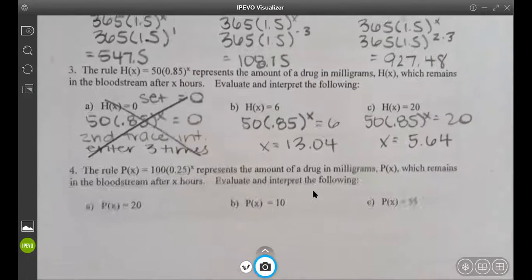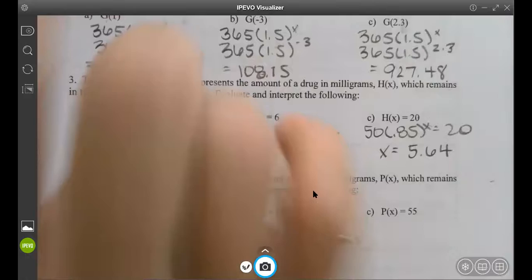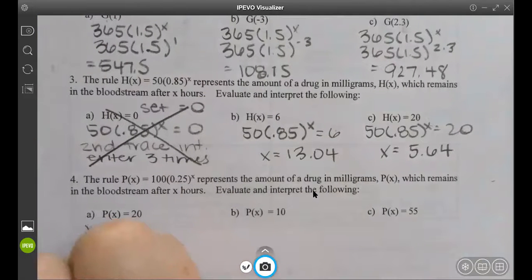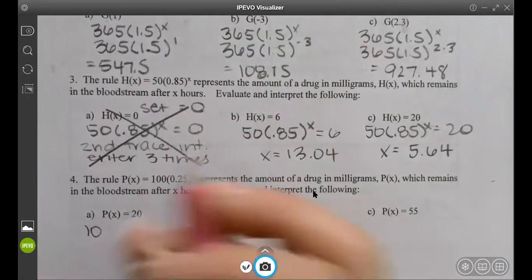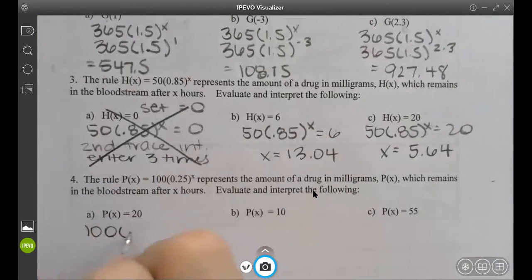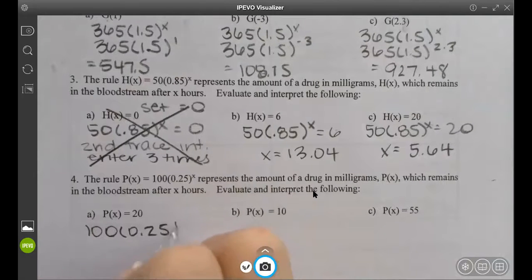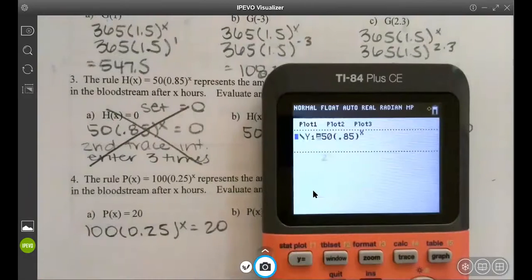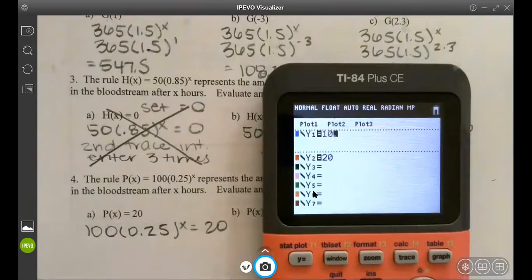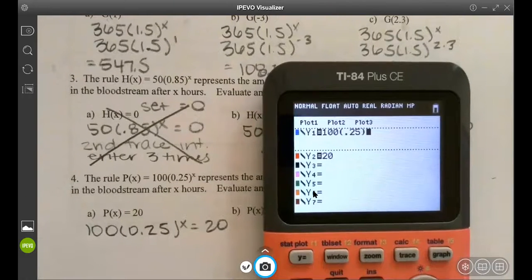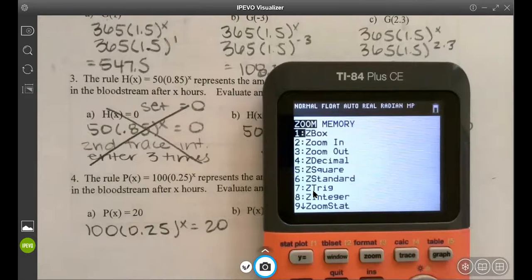All right, so number 4 is back to being like number 1 and 2. Number 4 is like number 3. We're going to take our function and set it equal to 20. So it's the same thing that we just had, just a new function, 100.25 to the x. I'm going to zoom 0 and hope that I see both.